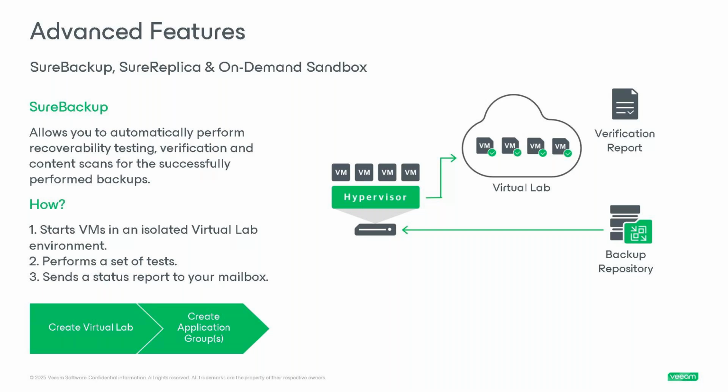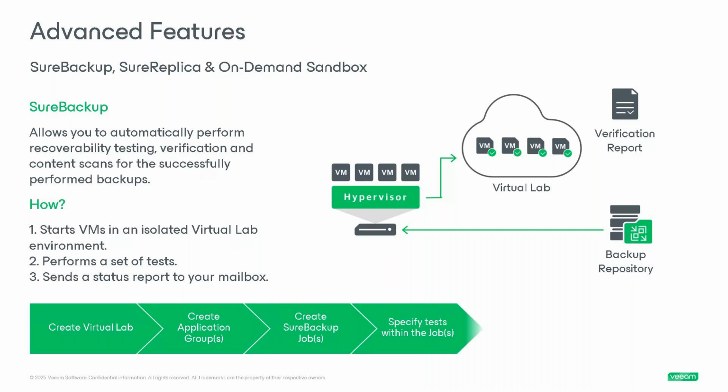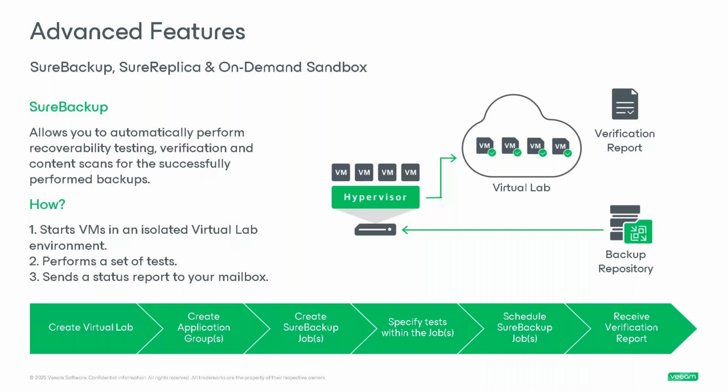It is optional, but sometimes it's required. You can create that too if you need to. The job itself is essentially just linking an existing job, or choosing what you want to test in the SureBackup job. Now that you've chosen the scope of the workloads, you're choosing what you want to do with this verification job, and then you'd schedule it, and then you'd receive the report with the results.